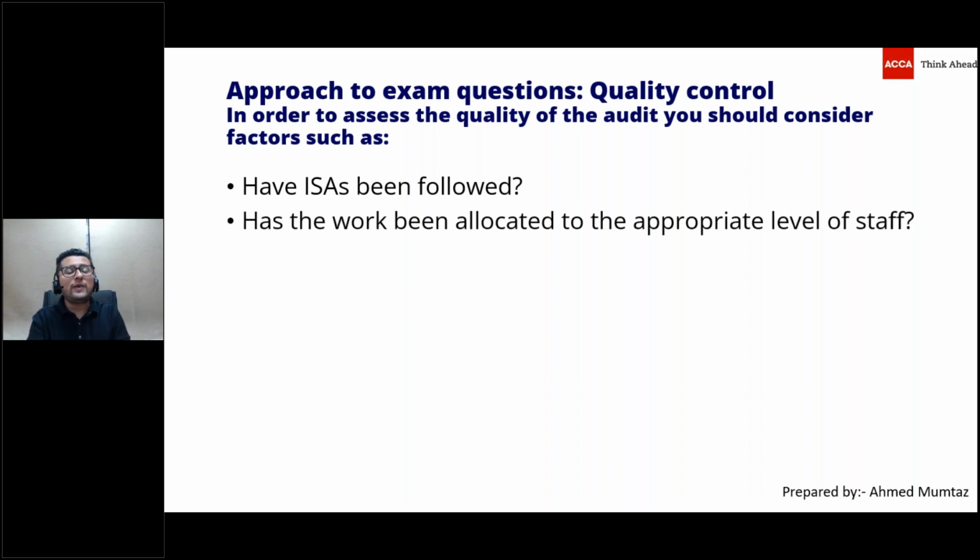We need to evaluate whether the work has been allocated to the appropriate level of staff. What if some very crucial or sensitive activity has been allocated to someone who is not senior enough? So we need to evaluate whether an appropriate level of staff has been used with respect to the audit.